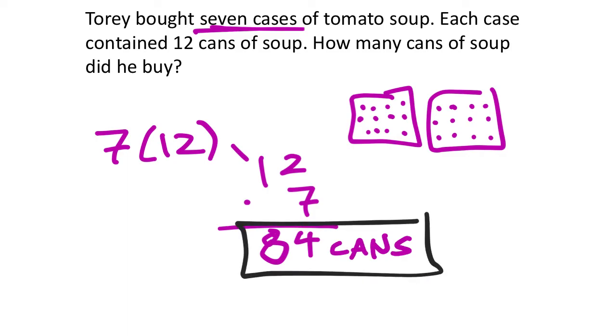I mean, it should be appropriate. It's not 84 tomatoes, by the way. It's not 84 cases. It's 84 cans. And again, if you want to be more specific on that, make that cans of soup. That's fine.